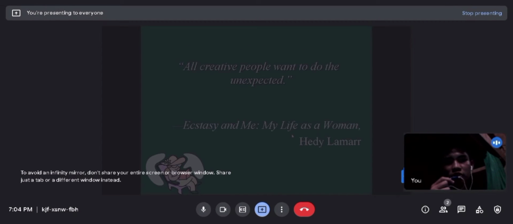This chapter starts with a quote: "All creative people want to do the unexpected." From Ecstasy and Me, My Life as a Woman by Hedy Lamarr. Human creativity is what drives us forward as a species. This unique ability to harness our thoughts and ideas has generated some of the world's greatest inventions. One of those ideas is our topic for today.